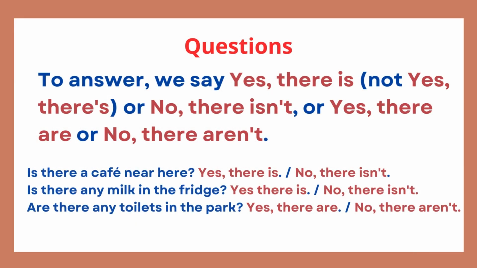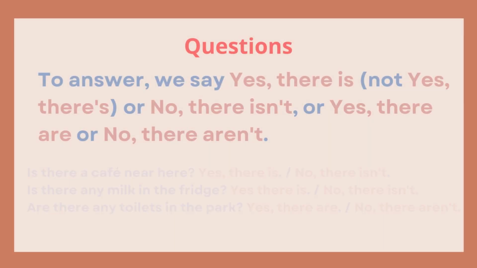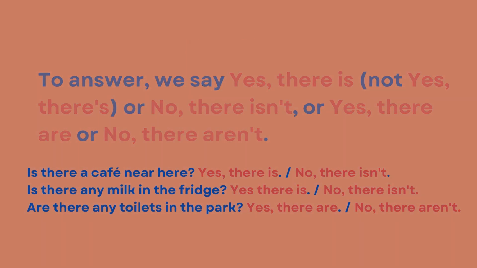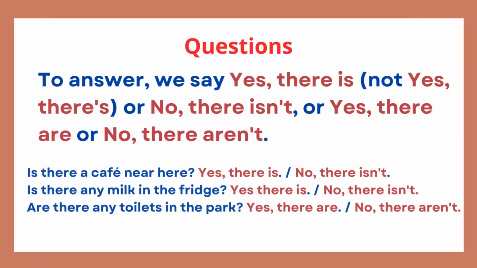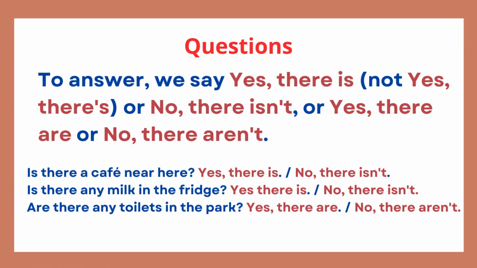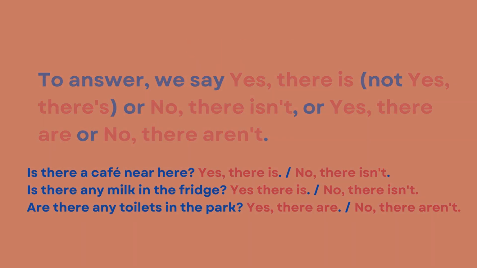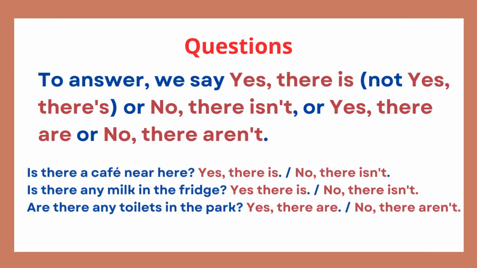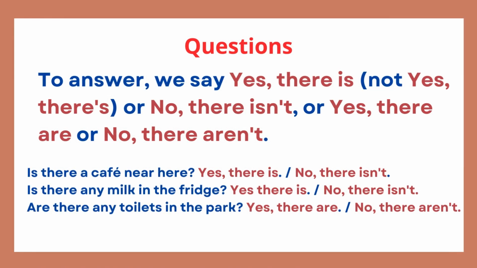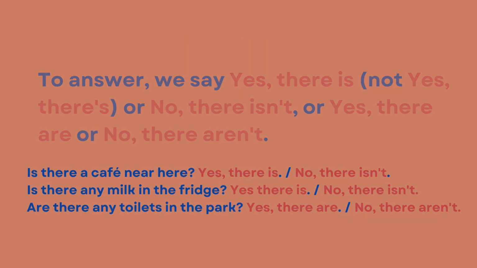Questions. To answer, we say yes, there is, not yes, there's, or no, there isn't, or yes, there are, or no, there aren't. Is there a cafe near here? Yes, there is. No, there isn't. Is there any milk in the fridge? Yes, there is. No, there isn't. Are there any toilets in the park? Yes, there are. No, there aren't.